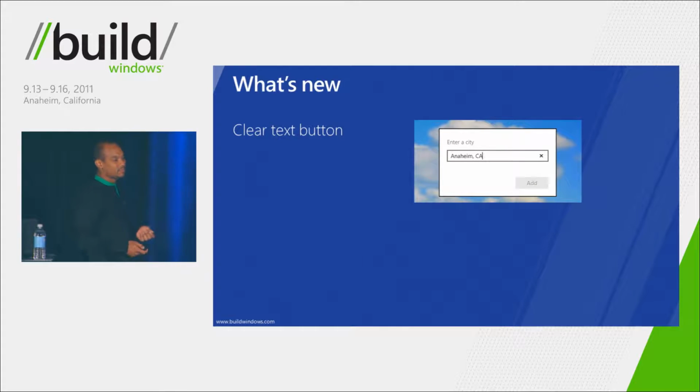For regular TextBox, once a user has added text, we've added a button to simply clear the text so they don't have to tab to the field, press Control A, select everything, and then delete it.